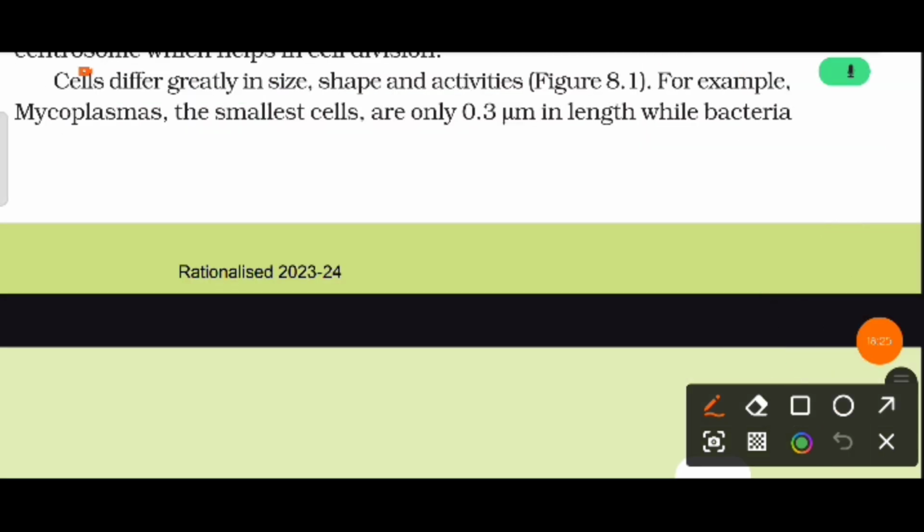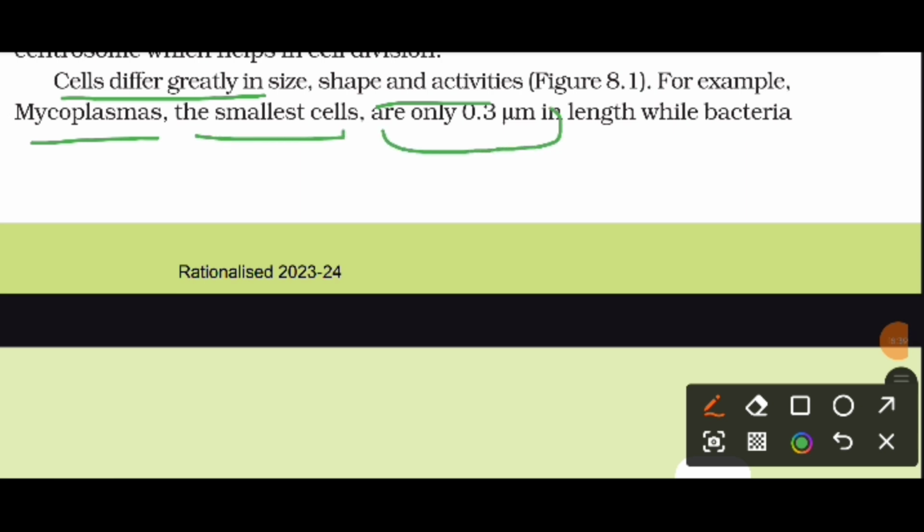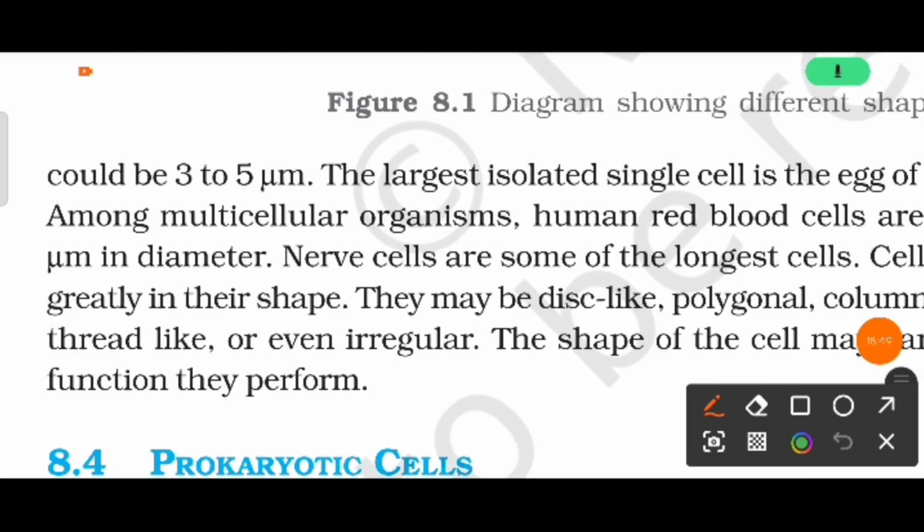Also, cells differ greatly in size, shape, and activities. For example, mycoplasma belongs to the kingdom Monera, so it is a type of bacteria. They are the smallest cells known, and they are 0.3 micrometer in length. The length point is important. While bacteria could be 3 to 5 micrometer in length. Again, we are talking about the length.